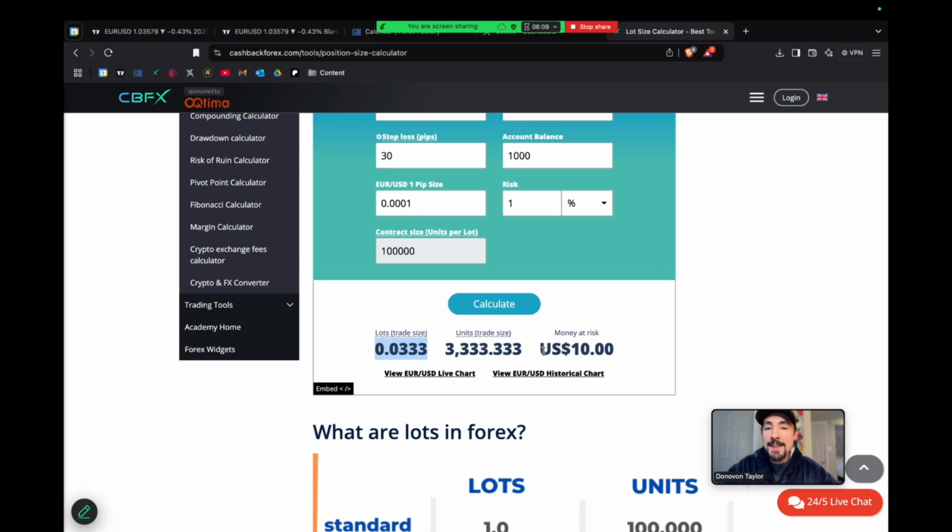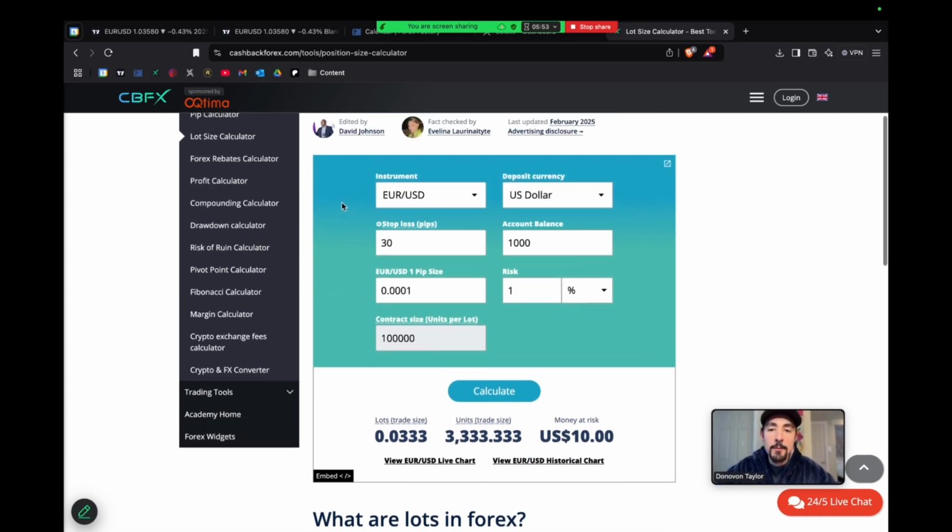If I'm wanting to be consistent, risking no more than 1% or $10 every single trade, I want to make sure that I'm calculating my lot size before every single trade. It doesn't take a whole lot of time. It might take you a little bit at first to get acquainted with the platform, but guys, this literally will take you a couple of minutes.